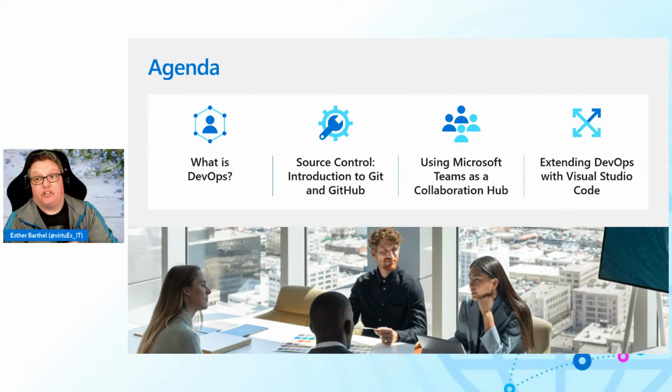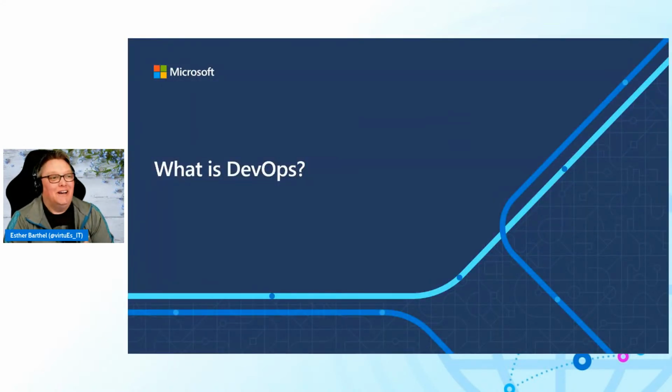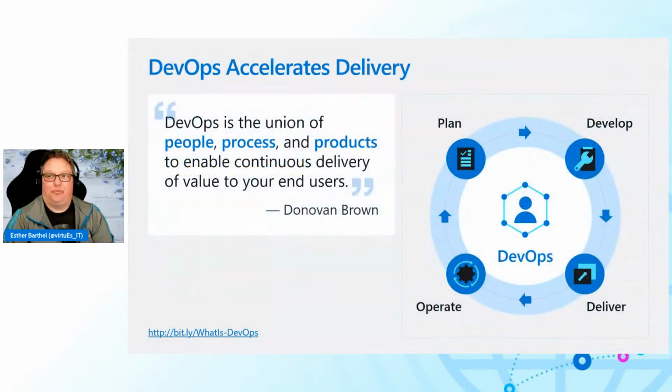So this session is going to focus quickly on what is DevOps, source control, using Microsoft Teams as a collaboration hub, and extending DevOps with Visual Studio Code. So let's dive into the fun. What is DevOps? So DevOps basically is the union of people, processes, and products to enable continuous delivery of value to your end users. And I do realize that's quite a quote. But I'll definitely explain it a bit better in just a few seconds.